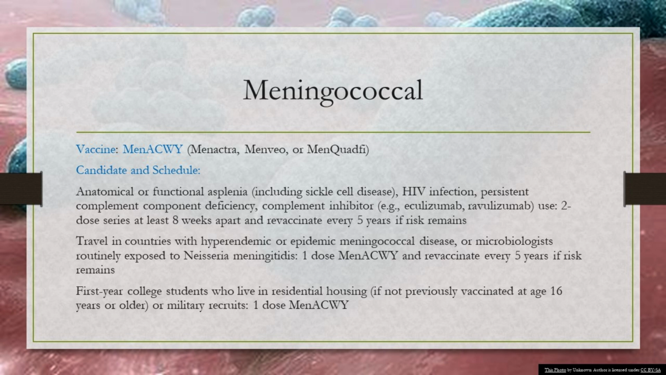Similarly, persons traveling in countries with hyperendemic or epidemic meningococcal disease or microbiologists routinely exposed to Neisseria meningitidis, they are given 1 dose of MenACWY and revaccinated every 5 years if the risk still remains. And similarly, the first year college students who live in residential housing if not previously vaccinated at age 16 years or older, or military recruits who live in the residential housings, they are usually given 1 dose of MenACWY.